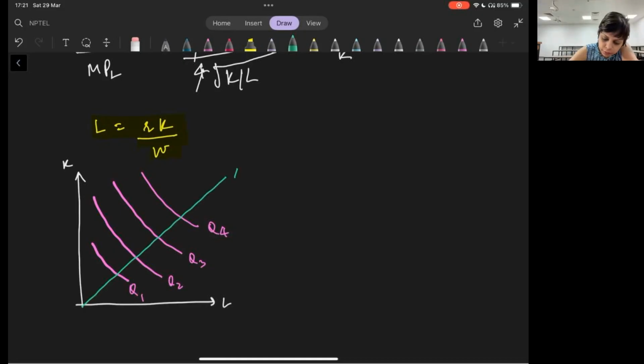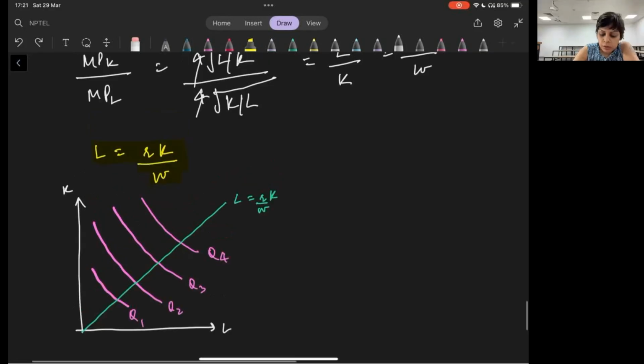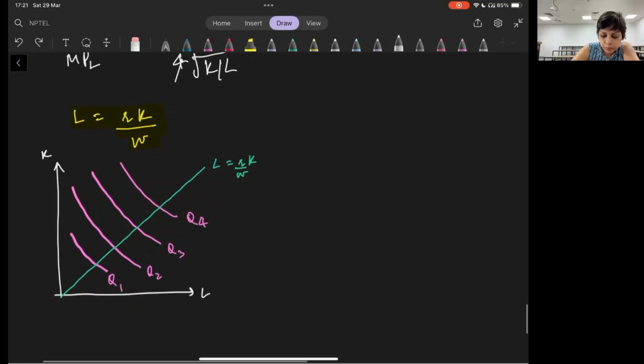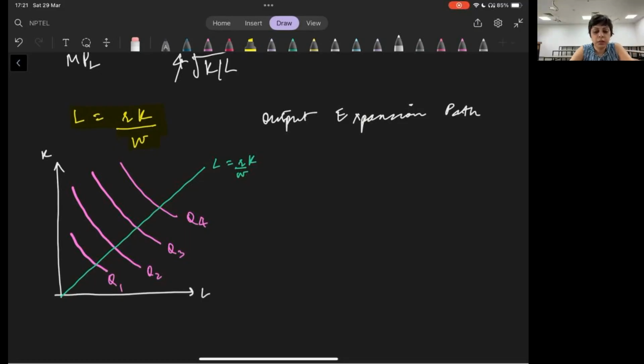This line is L is equal to R by W into K, which is a straight line of some slope depending on the values of R by W. It can be like this or it can be like that. It depends. It can be anywhere, but it's a straight line. That much we know. So this is your output expansion path. What does output expansion path literally mean? As your output is expanding, how are K and L varying with each other given your exogenous parameters R and W.